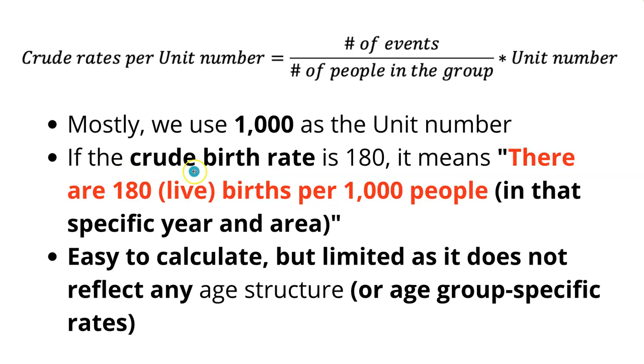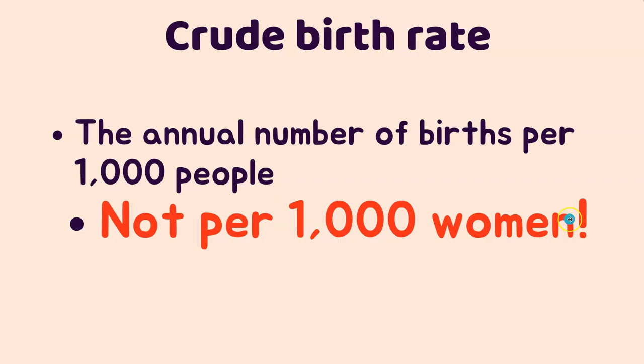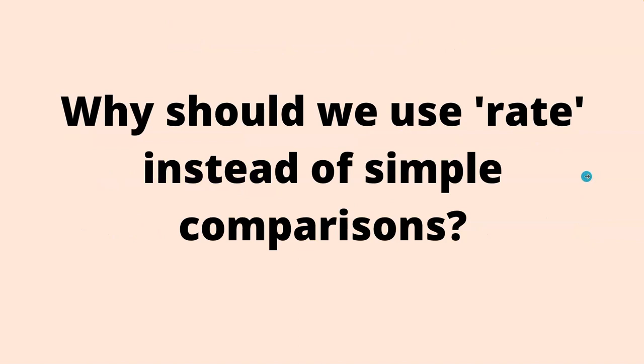So if the crude birth rate is 180, it means there are 180 live births per 1000 people in a specific year and area, but you usually omit that. You should make sure that this is not the number per woman, but per people. Again, not per 1000 women. That will be a tricky part.